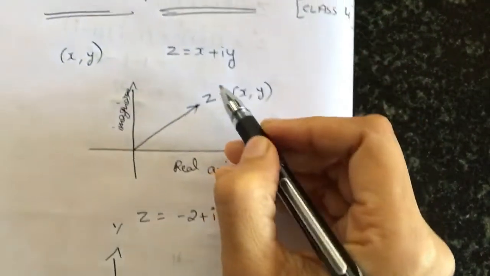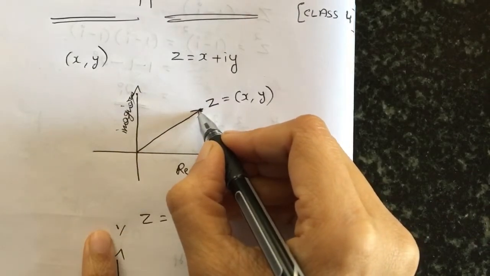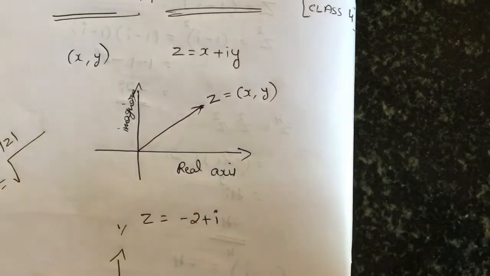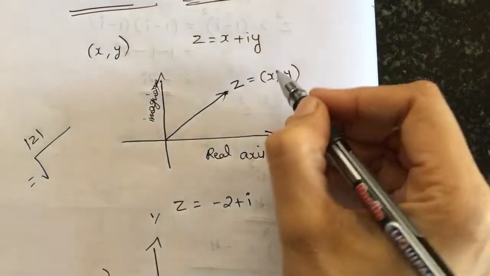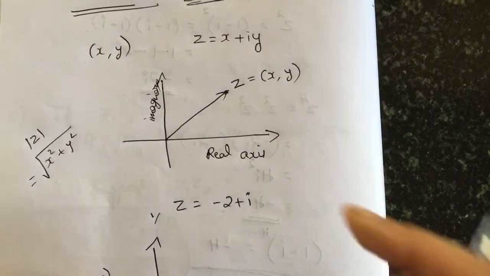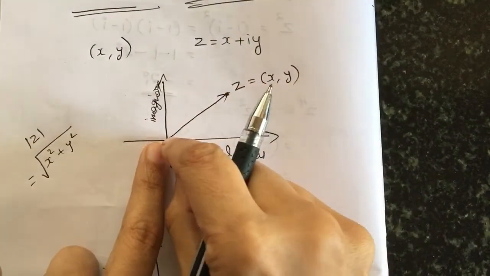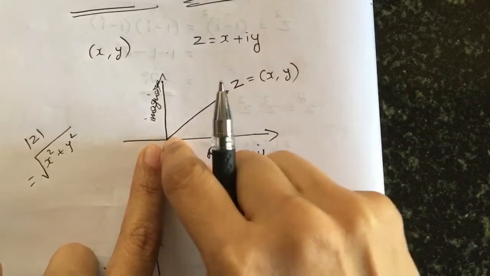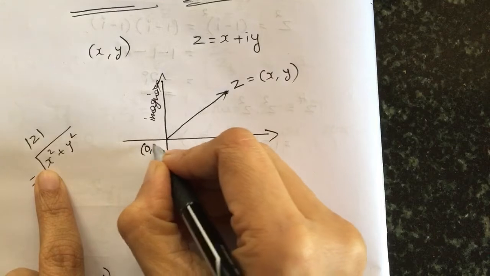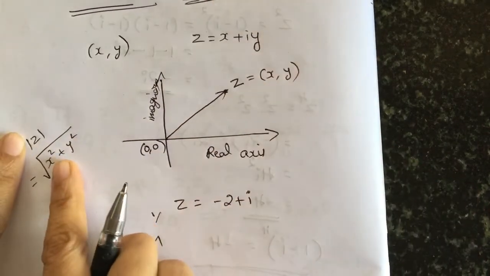Say this is the complex number z, right? Mod z means I'm taking the square root of the sum of the squares of the real part and the imaginary part. What does it mean? It means the distance from this point to this point. This is the origin, so 0 comma 0. The distance between these two points is nothing but mod z.